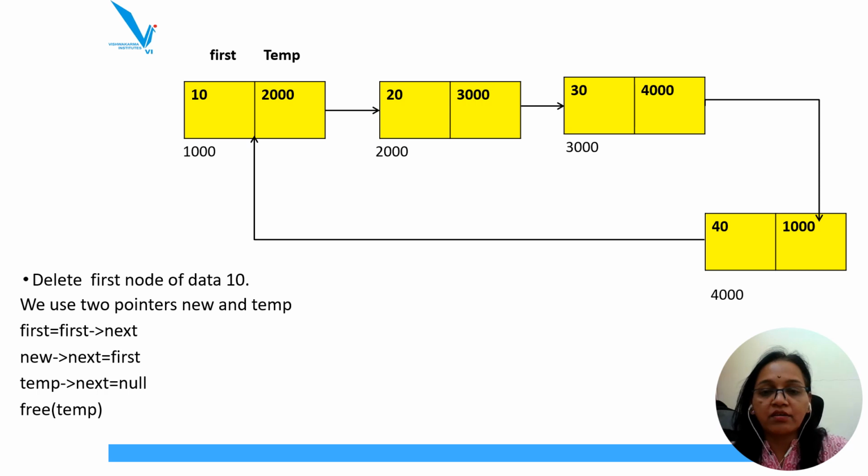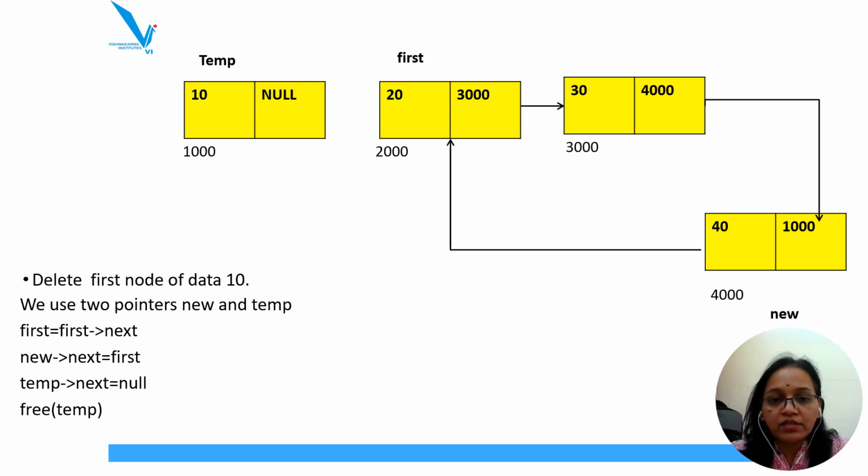Okay, so see, delete the first node of data 10. So I have this circular linked list in place, just now we have created, and now suppose I want to delete the very first node with data 10. So what pointers you need to update? So we are going to use two pointers, new and temp. So first is equal to first of next. इसको ही मुझे change करना था ना. So first is equal to first of next. Now first was pointing to whom? 2000. Okay, so it will start pointing to first of next.